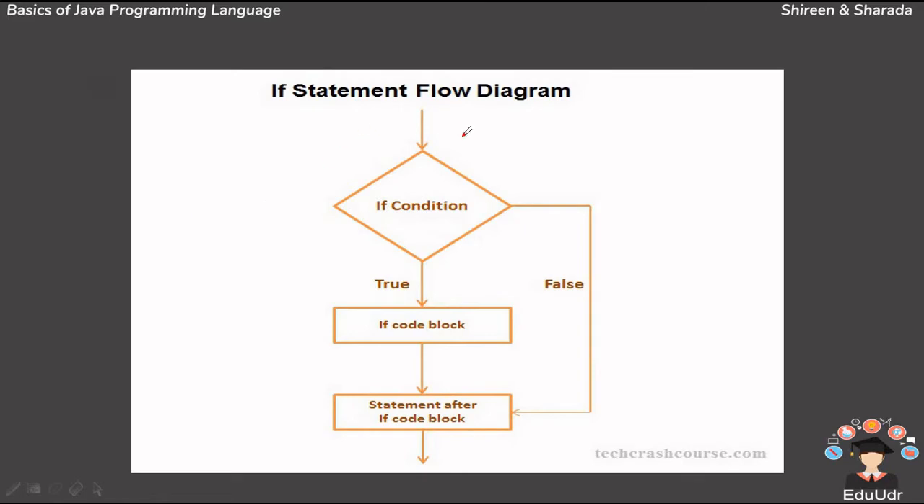This is the if statement flow diagram. The if statement is used to specify a block of Java code to be executed if a condition is true. Say, if I've got a condition and it is true, then the code block gets executed. And if it is false, the statement after the code block gets executed. Please note that the statement after the if code block is executed irrespective of the condition being true or false. Let us understand it in a better way now.